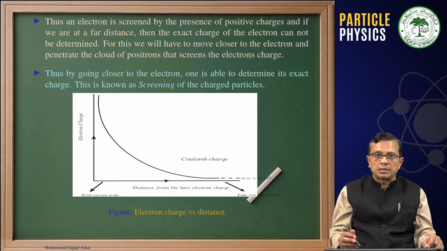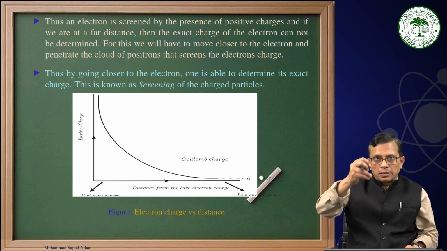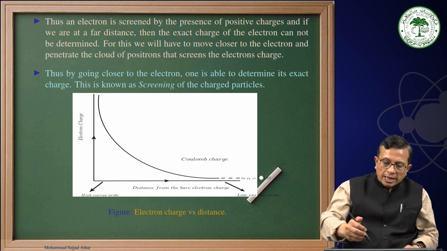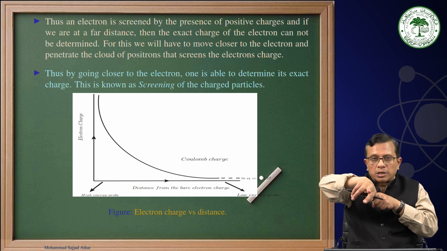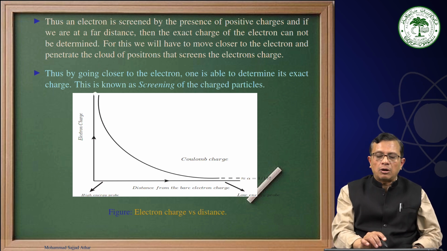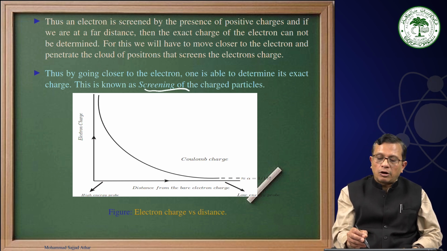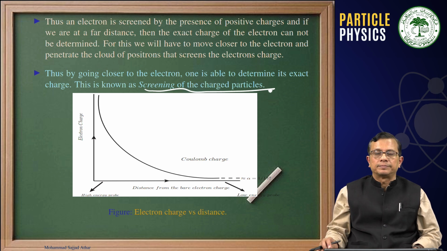This is the distance. If you are at a far distance, you are seeing a reduced charge, and then when you go closer to the electron, penetrating the cloud, only then are you seeing the actual charge of the electron. Thus, by going closer to the electron, one is able to determine its exact charge. This is known as screening of the charged particles.